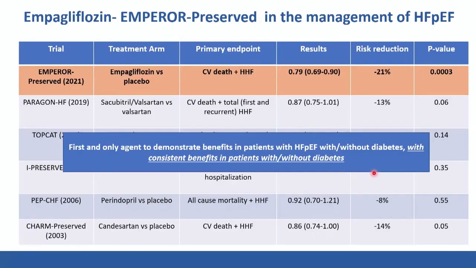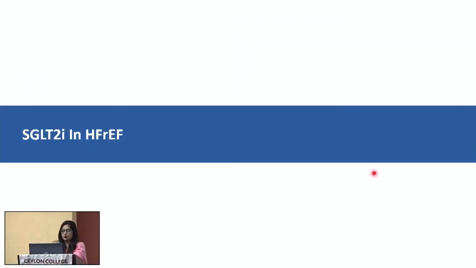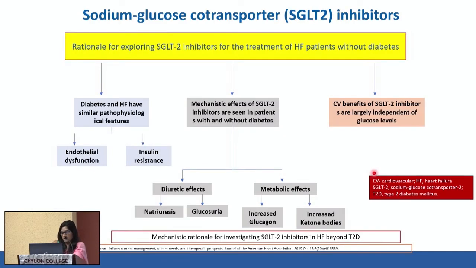So because of this reason, I just thought of discussing these SGLT2 inhibitors in the management of heart failure. Now, the sodium glucose co-transporter inhibitors, the rationale for exploiting this molecule is that diabetes and heart failure have similar pathophysiological features. So they have endothelial dysfunction as well as insulin resistance.